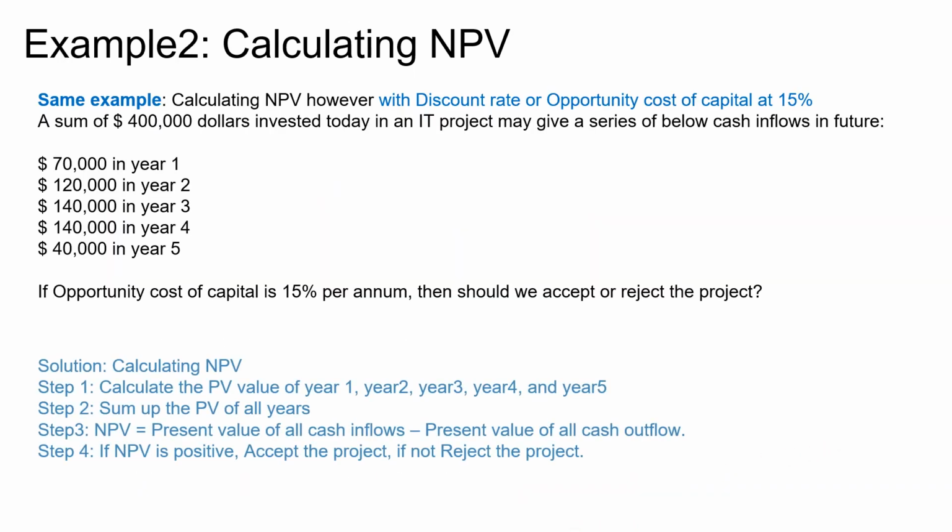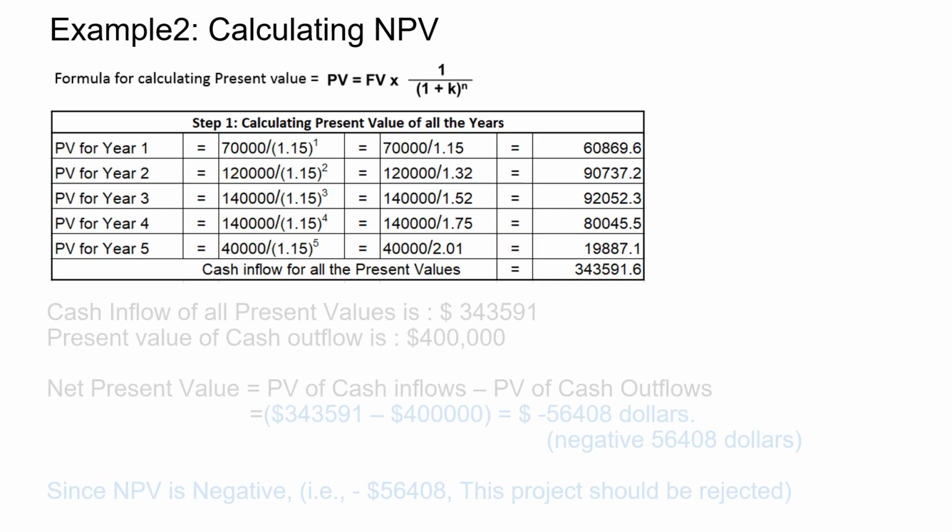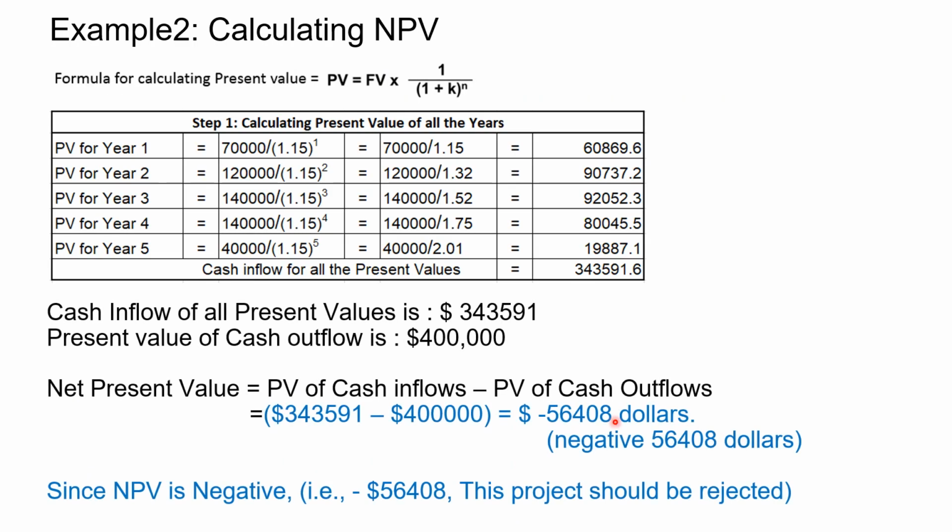Here is another example for NPV. Here we calculate the NPV with a higher discount rate of 15%. The same question, but we are considering the opportunity cost as 15% per annum. What do we get? We are getting a negative value. So it depends on the interest rate also.